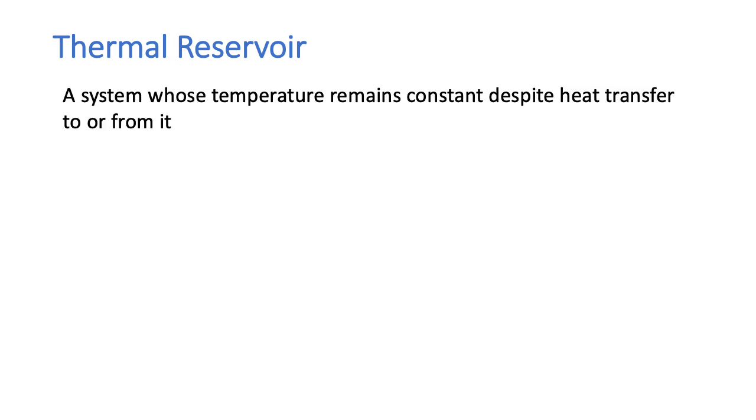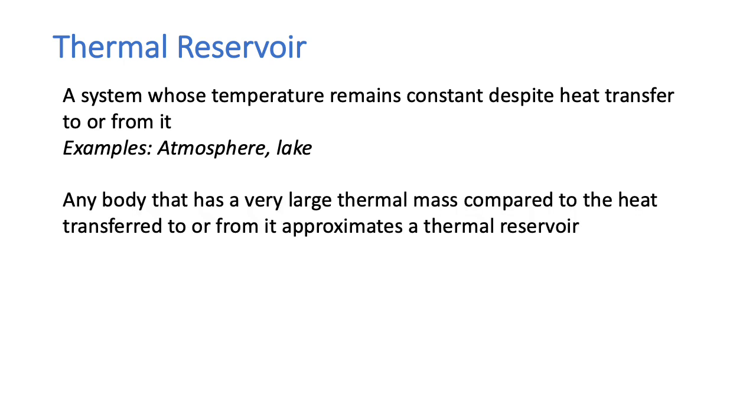Let's talk about processes which involve heating or cooling. And to do that, it's useful to define what is known as a thermal reservoir. A thermal reservoir is a system whose temperature remains constant despite heat transfer to it or from it. Examples would be the atmosphere or a lake. So you can add heat to the atmosphere, but it doesn't really change the temperature of the atmosphere. In practice, any body that has a very large thermal mass compared to the heat transfer to it or from it is a good approximation of a thermal reservoir.